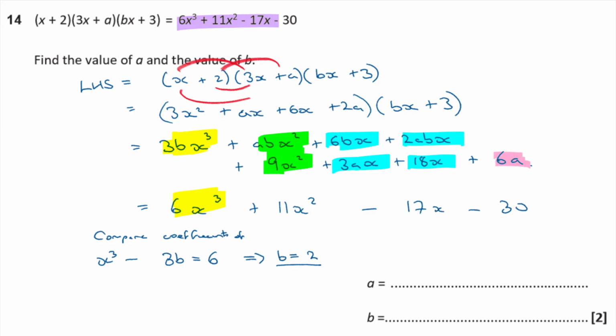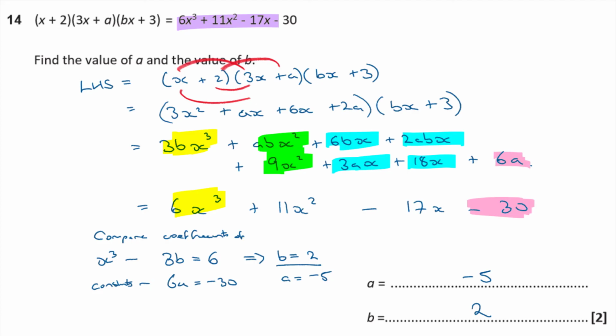Okay. Now I could look at the second one, but that hasn't got any a's in it, so that's no good. So I'm just going to have a look at this one on the end. So I've got 6a, and that matches up with 30 down here, or minus 30 actually. So comparing the constants, we've got 6a is equal to minus 30. Okay, right, so that gives me a is equal to negative 5. So a was negative 5 and b was 2.